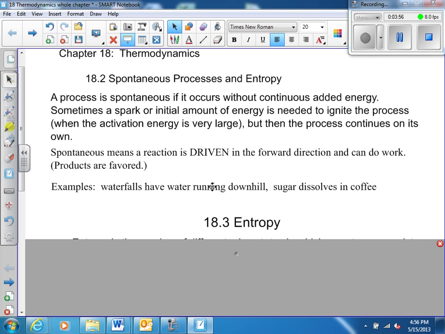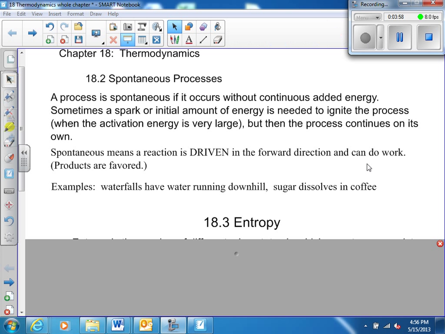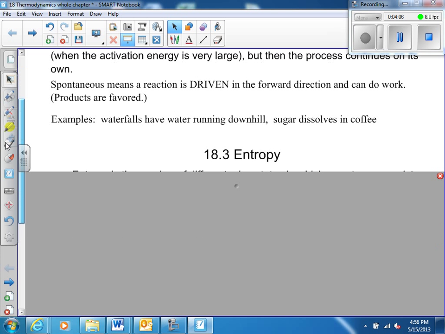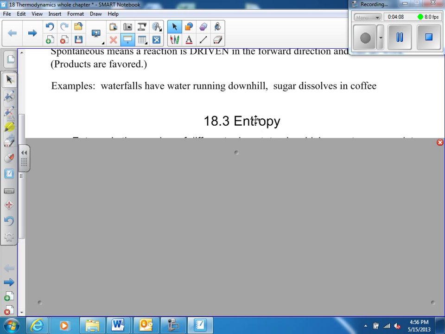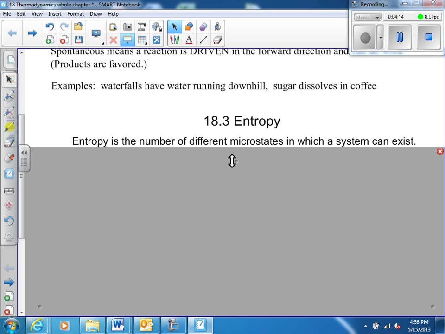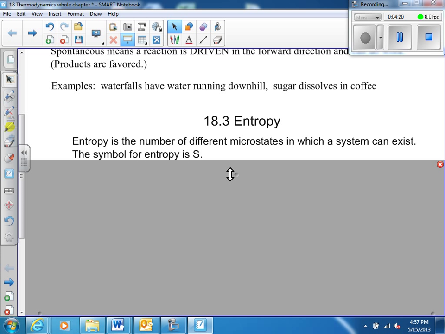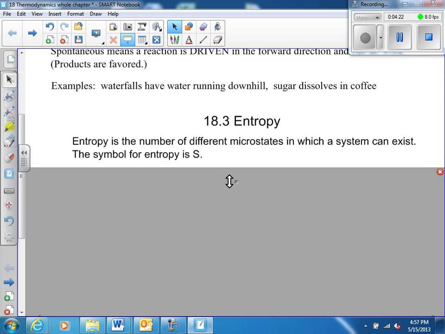All right, I'm going to fix some. Notice I just got rid of spontaneous processes and entropy in 18.2 because 18.2 is just spontaneous processes. Entropy, I've already talked a little bit about entropy. I told you about the red balls and the rainbow balls. The room filled with rainbow balls would have more entropy than the room filled with just red balls because there's different ways to organize the balls.